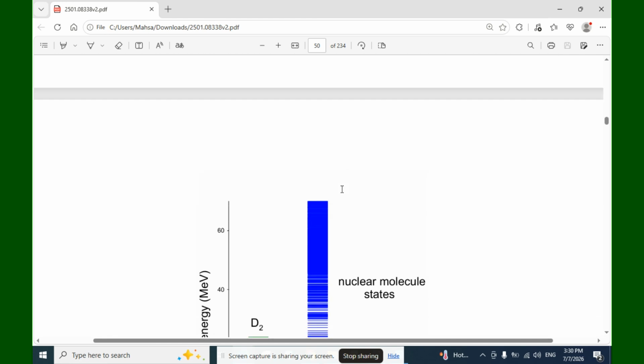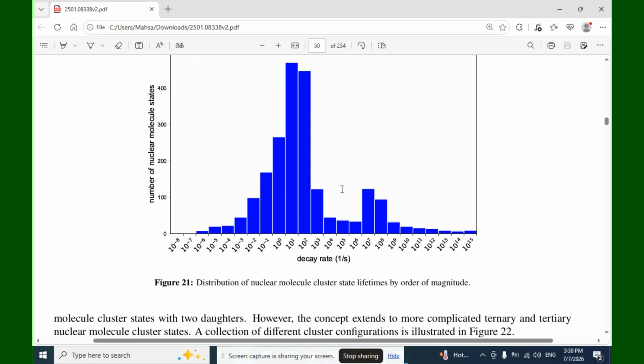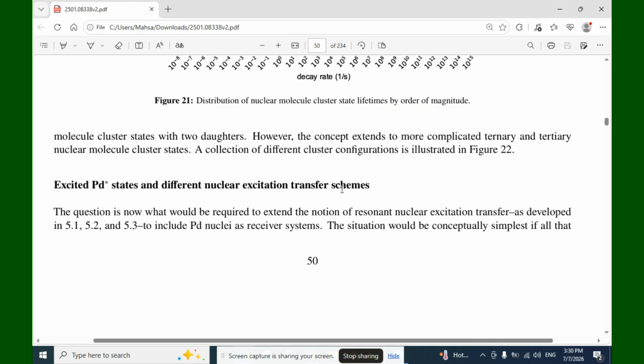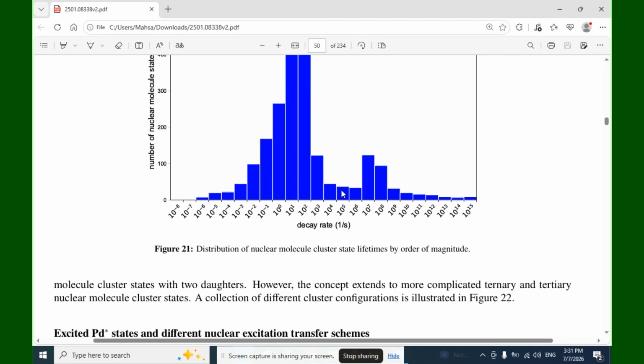Most easily visualized are binary nuclear molecular cluster states with two daughters. However, the concept extends to more complicated ternary and tertiary nuclear molecular cluster states. A collection of different cluster configurations is illustrated in Figure 22.